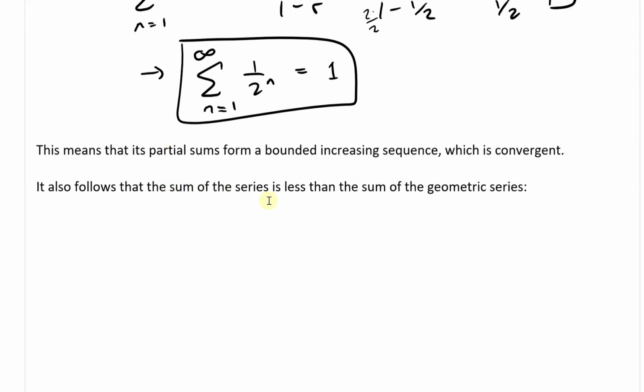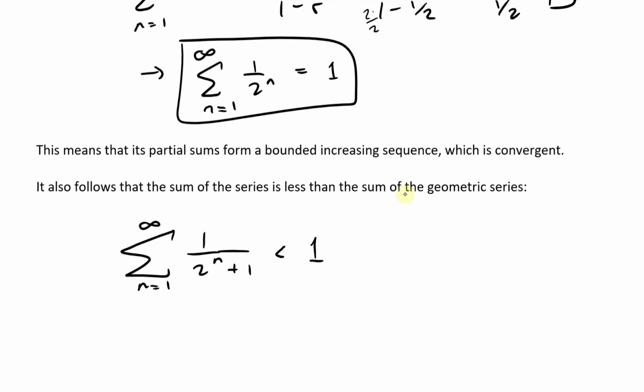So it also follows that the sum of the series is less than the sum of the geometric series. So we'll just put it like this: the summation from n equals 1 to infinity of 1 over 2^n plus 1 is less than 1. Like that.